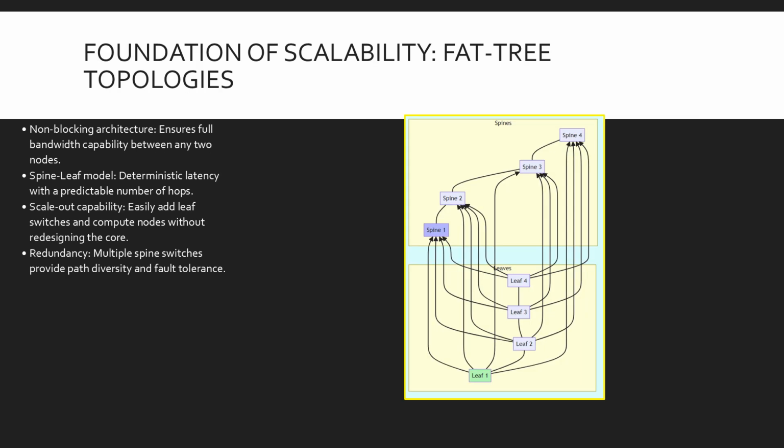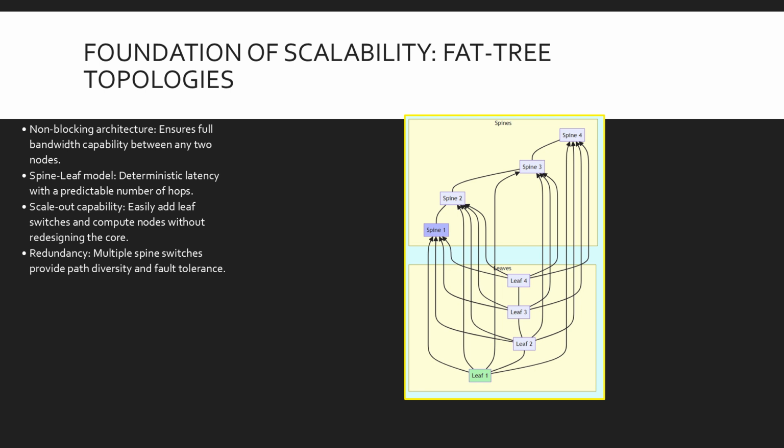The bedrock of a scalable AI network is the fat tree topology. Unlike traditional three-tier designs, this is non-blocking, meaning every node can communicate at full line rate simultaneously. We use a spine leaf model here. Every leaf switch connects to every spine switch. This guarantees that traffic between any two servers only ever hops to a spine and back down, predictable, low latency. It also provides massive redundancy. If one spine fails, traffic simply rebalances to the others.